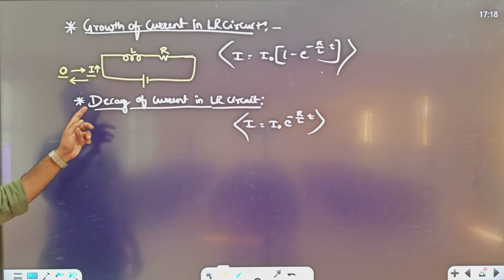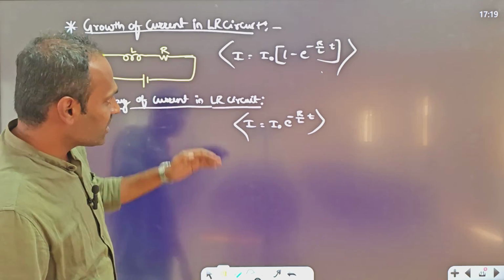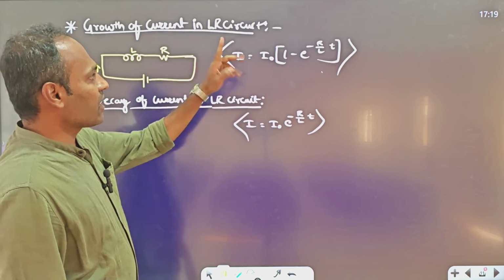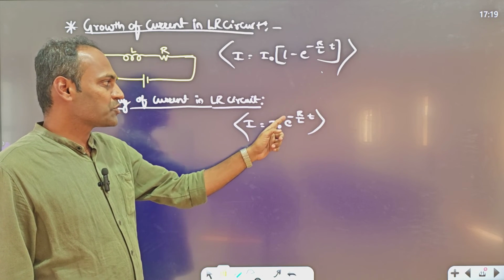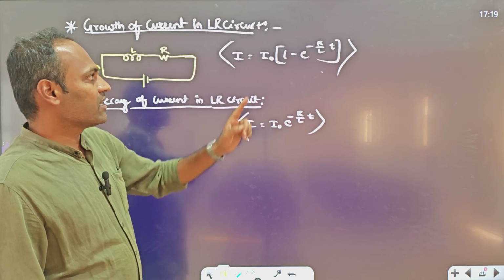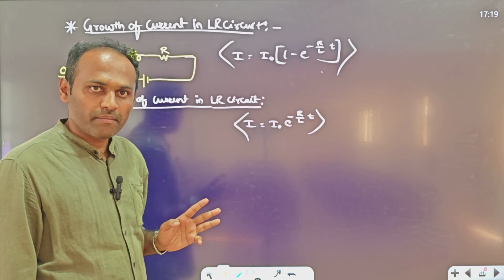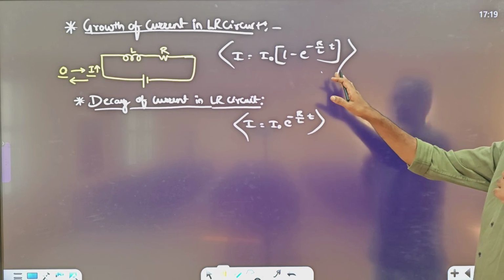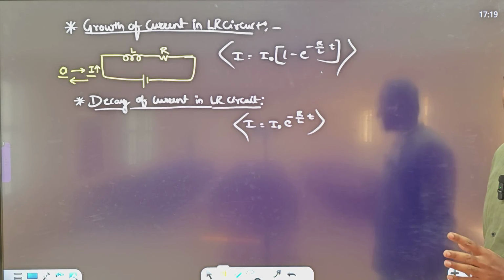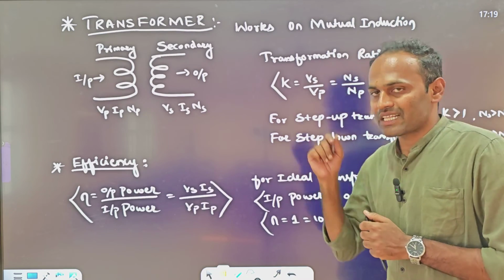Okay, so decay of current in LR circuit. Decay of current in LR circuit means when the current is decreasing. This is when the current is increasing. So it is I is equal to I naught e raised to minus R by L into t. That is I is equal to I naught into 1 minus e raised to minus R by L into t. Correct? So remember the formulas. If you know the formula, you can directly calculate. There will be such questions. Okay, we'll go for the last concept of this chapter now, that is transformer.